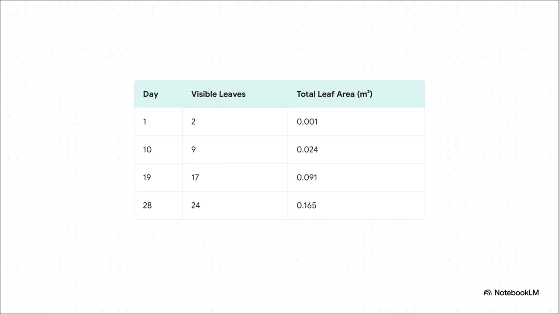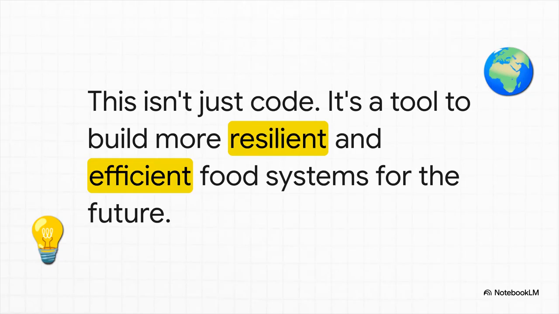And the final numbers just prove how explosive this growth is. Look at day 10. The total leaf area is tiny, just 0.024 square meters. But by day 28, it's jumped to 0.165. That's almost 7 times bigger. This table is the direct result of our code, translating all those rules and all those parameters into real measurable growth. And this is why this is so much more than just a cool programming exercise.